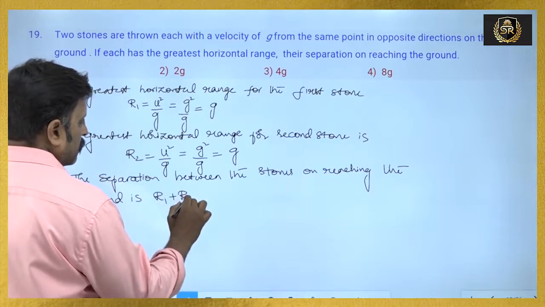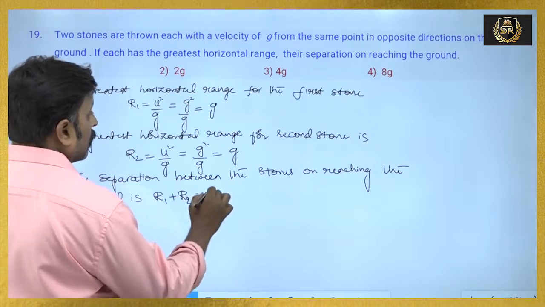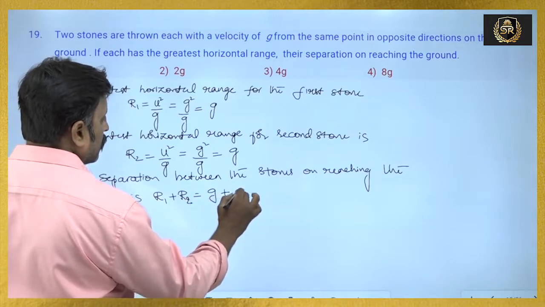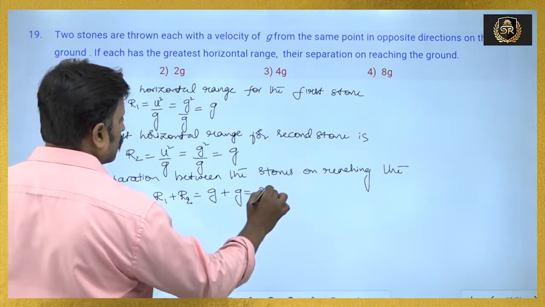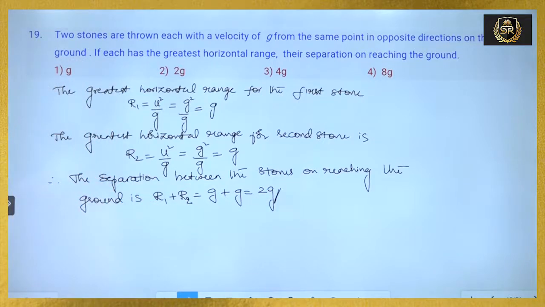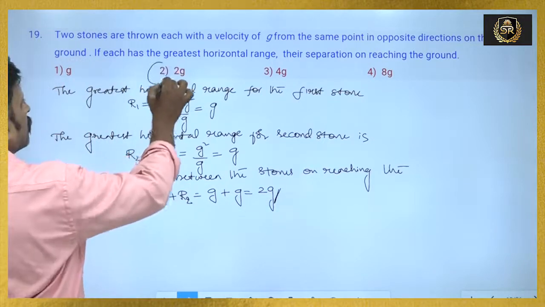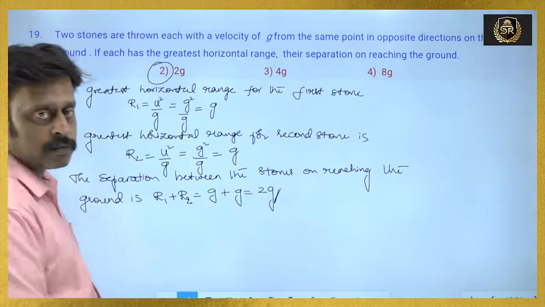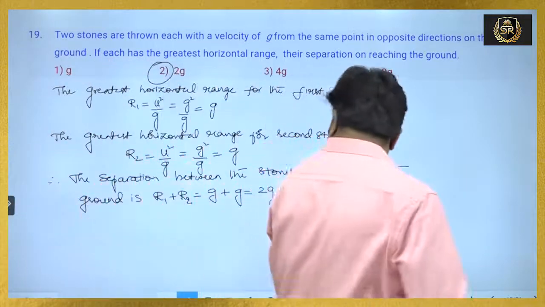simply R1 plus R2. R1 is g, R2 is also g. So the separation between the two stones is 2g. So where is 2g here? The second option is the correct one. Okay.